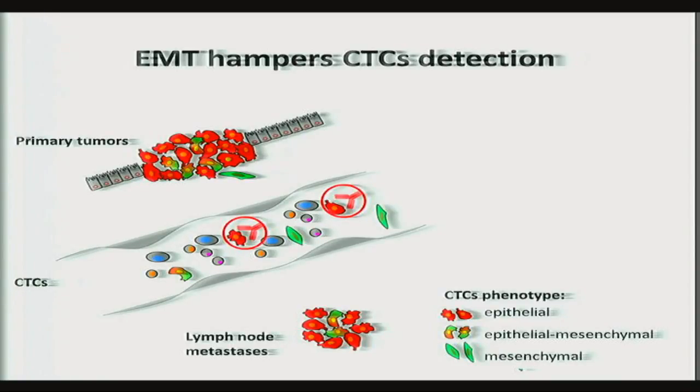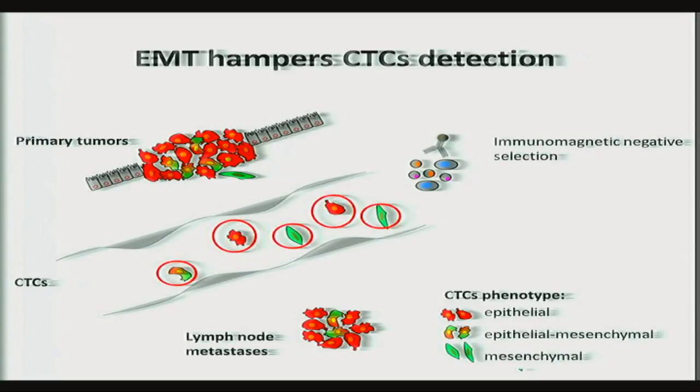So when we wanted to study CTCs, we had to come up with a different approach. Normally we would catch only those epithelial cells, but we would totally miss the mesenchymal cells, which might be the really malignant cells. So we came up with a different approach. We used immunomagnetic negative selection, where we removed blood cells from the blood sample to enrich all the CTCs present in the blood sample.